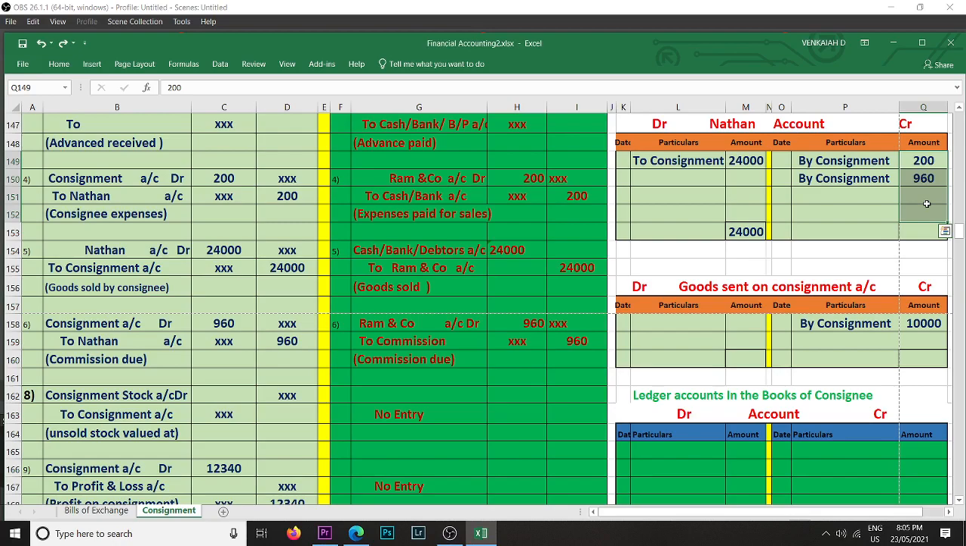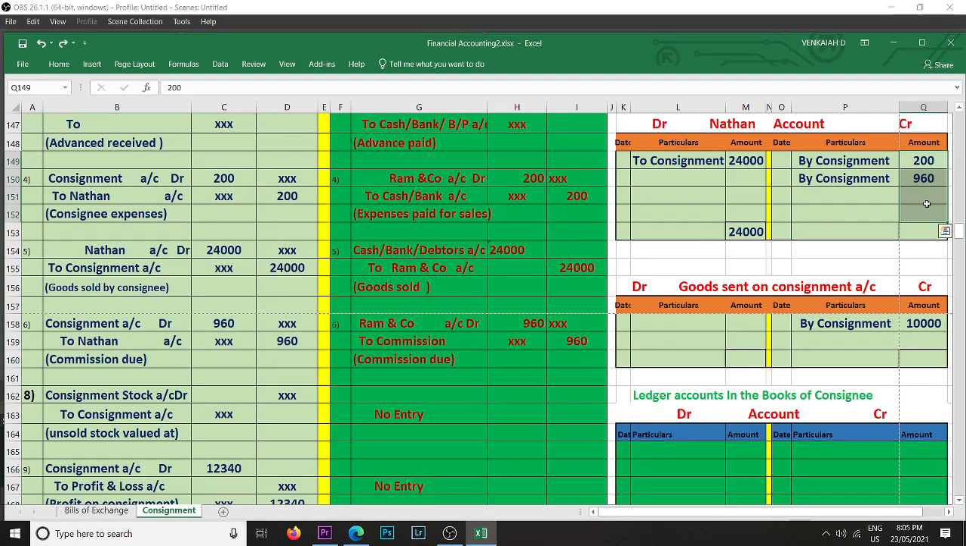So here we are taking either cash or bank. That amount is 22,840. Right. So the balance amount will be paid by consignee to consignor. In the consignor's book we are writing it as receiving. In the consignee's book we are writing it as paying.